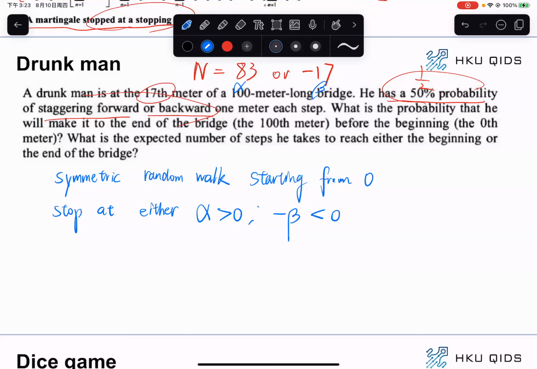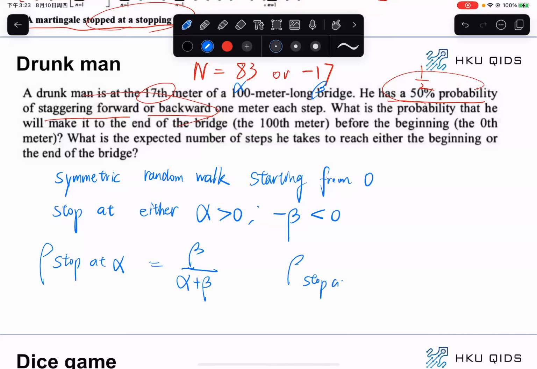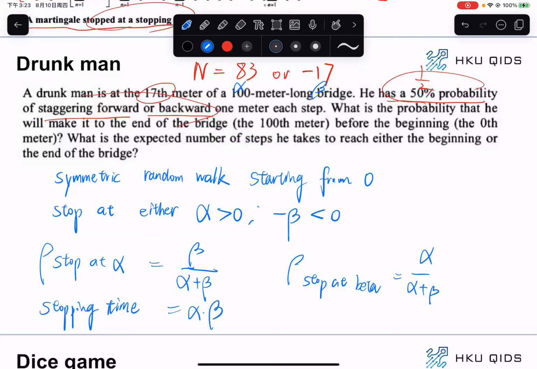And then the probability to stop at alpha is going to be beta over alpha plus beta. And the probability to stop at negative beta is just what? It is alpha over alpha plus beta. And the stopping time is just alpha multiplied by beta. Okay, this is the general formula.